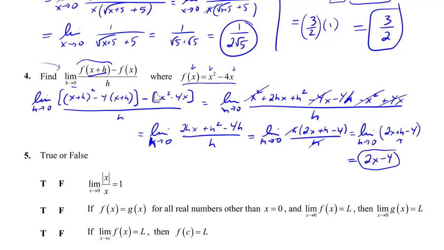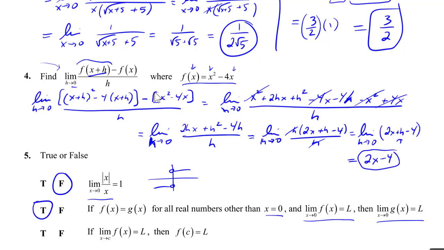Okay, now these true or false. The limit as x approaches 0 of absolute value of x over x equals 1. That's false, because that's the function that actually looks like this. That's the one where the side limits don't agree. The limit from the right is 1, but the limit from the left is -1. So false. If f of x equals g of x for all real numbers other than x equals 0, and the limit as x approaches 0 of f of x equals L, then the limit as x approaches 0 of g of x equals L.